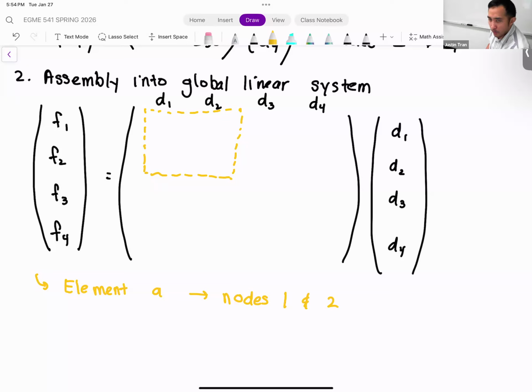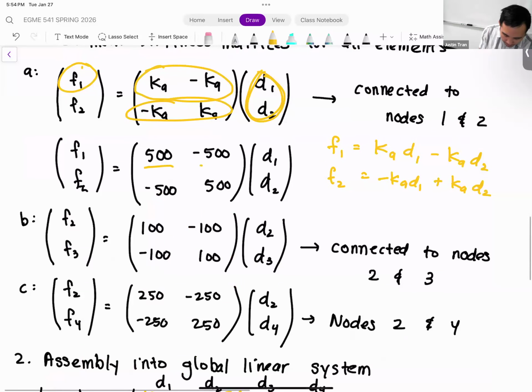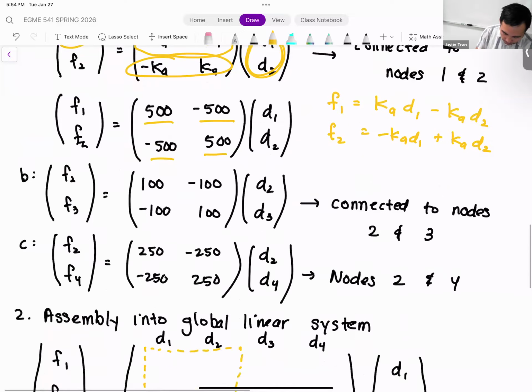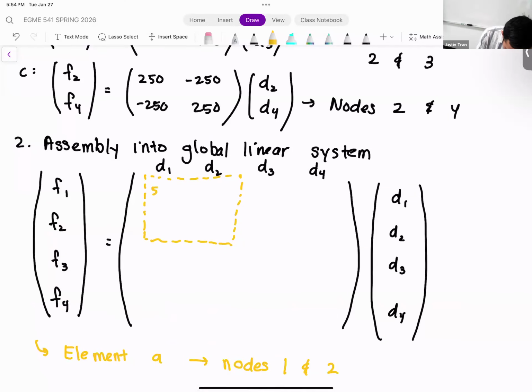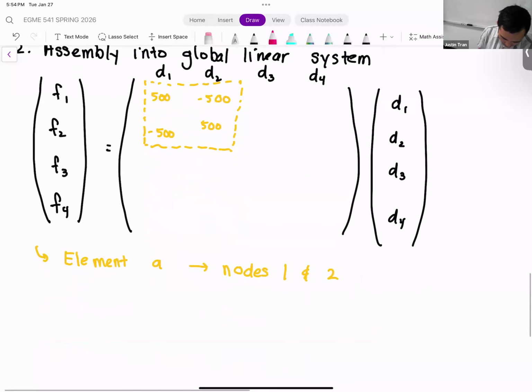All right, now that we've partitioned that area out, let's go ahead and write in the values for element A. We know we have 500, minus 500, minus 500, 500. So we put that in here: 500, minus 500, minus 500, and 500. I'm going to leave a little bit of extra space on the bottom right one because we're going to add stuff to that. So that's element A.